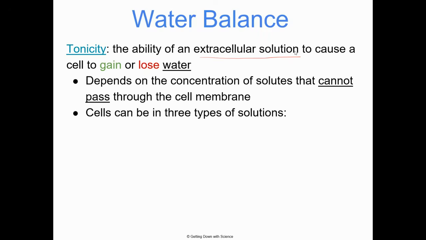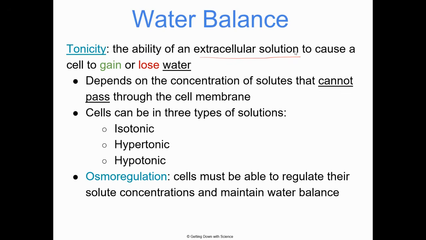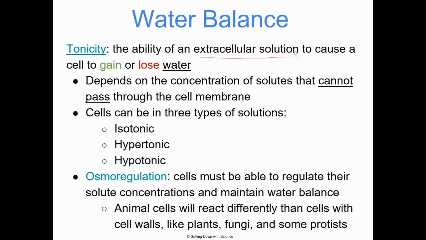Now, cells can be placed in 3 types of solutions: isotonic, hypertonic, and hypotonic, and we'll go through each of those in just a minute. But first, let's talk about osmoregulation. So all cells must be able to regulate their solute concentrations and maintain water balance. But cells will do this differently. So for example, animal cells will react differently than cells with cell walls, like plant cells or fungi and some protists. So now let's look at tonicity in action, and we're going to go through each of the 3 solutions.